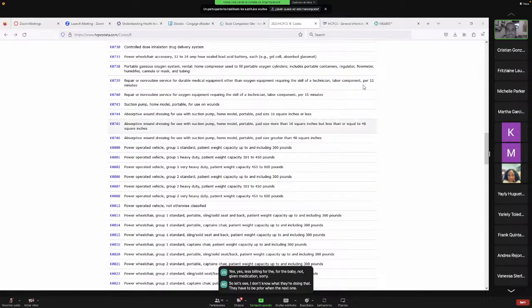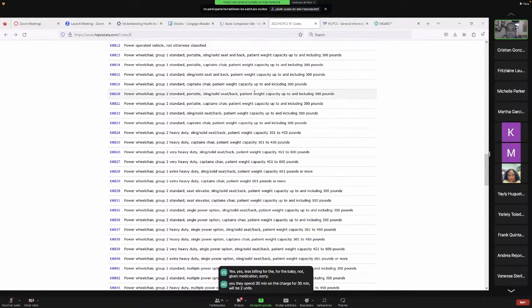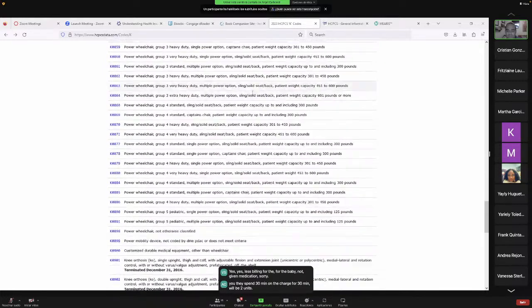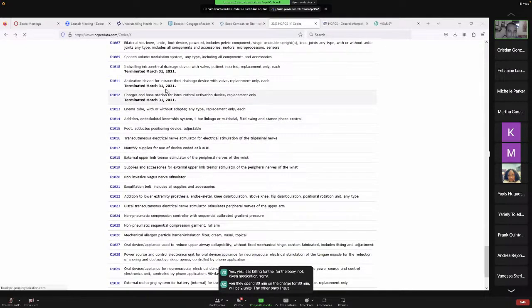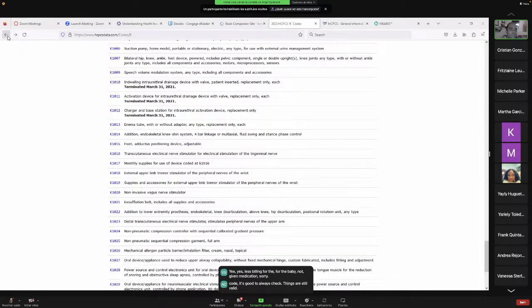For example, something like this. Okay, repair of whatever it is, of durable medical equipment. 15 minutes will be 1 unit. So if they spend 30 minutes or they charge for 30 minutes, it will be 2 units. If the other ones that have units, if you see anything that has units. And again, you have terminated. So if you're trying to use this code, it's good to always check if they're still valid.